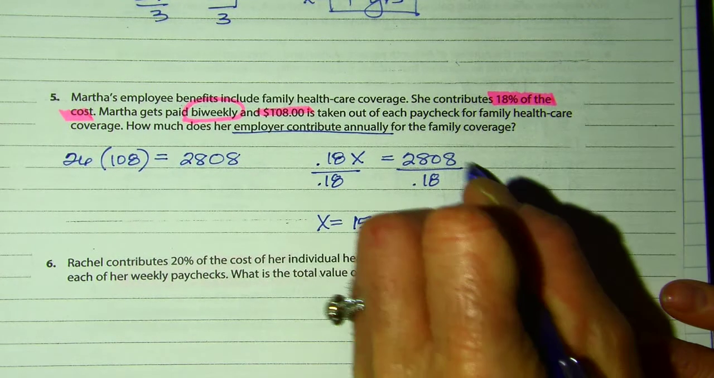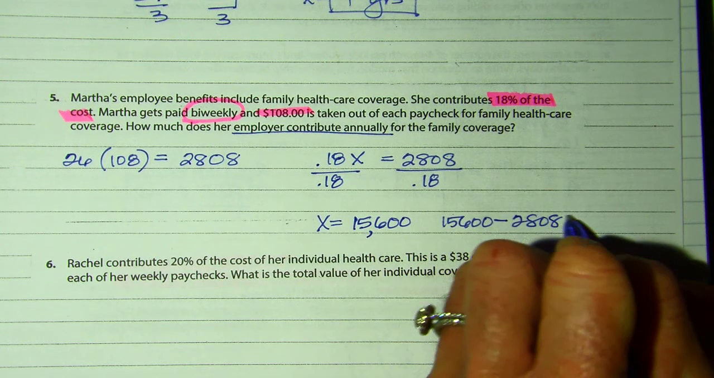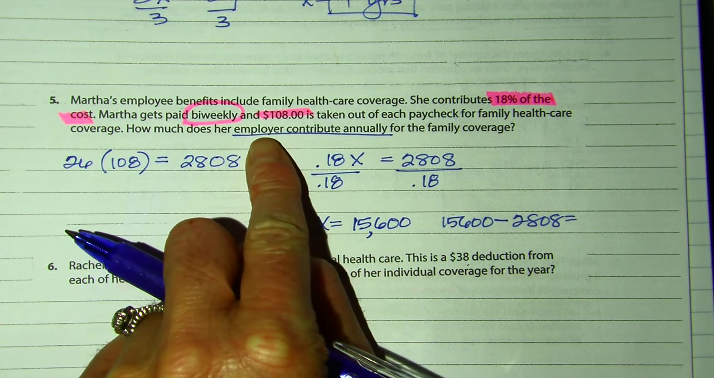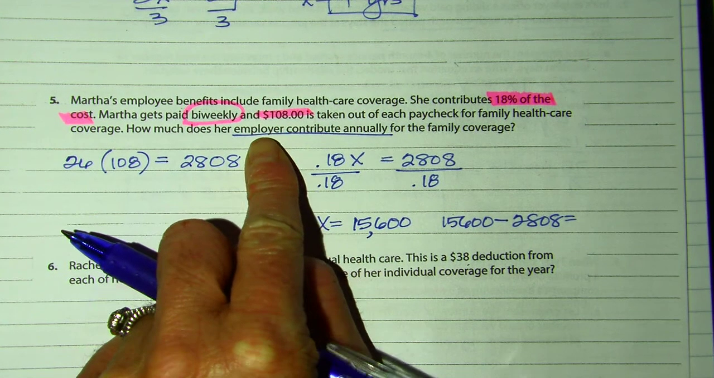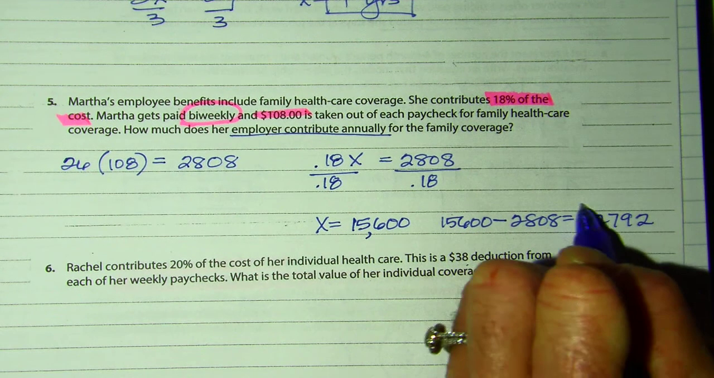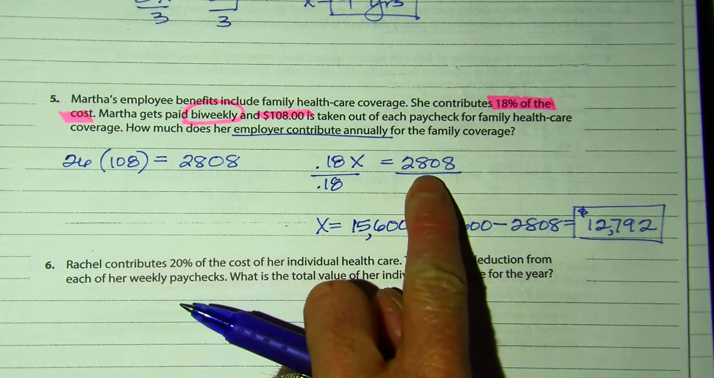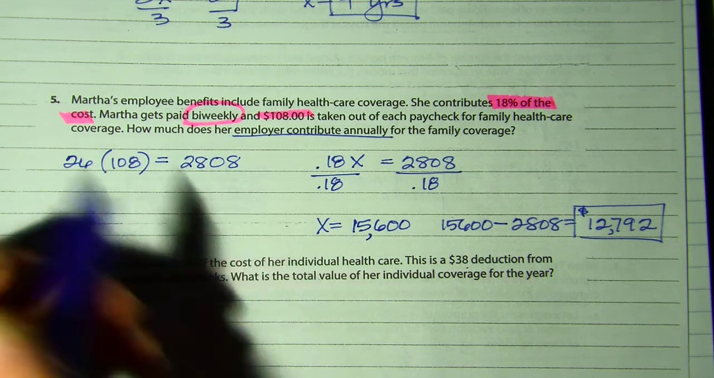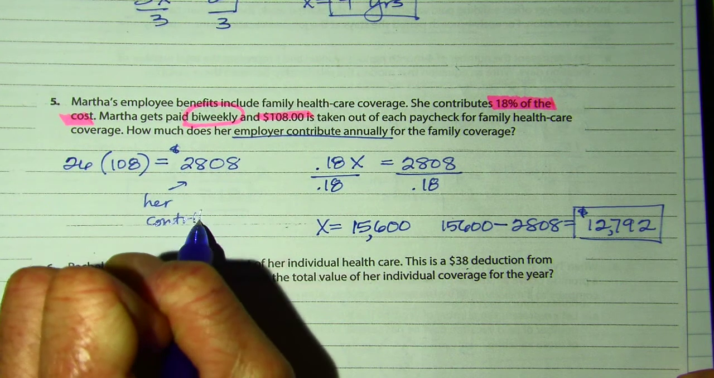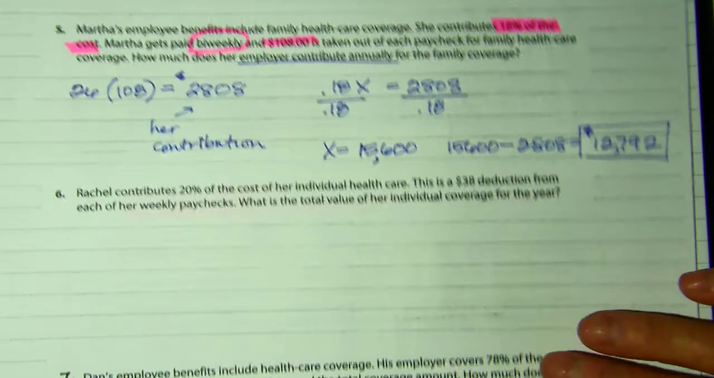So she contributes 2808. So 15,600 minus her contribution will be what her employer is paying for, because that's what they want. They don't want the total. They want how much her employer is paying for. So if you subtract these two numbers, I got $12,792. That's how much her employer is contributing. She's contributing the 2808. So this is her contribution. Our answer represents her employer's contribution.